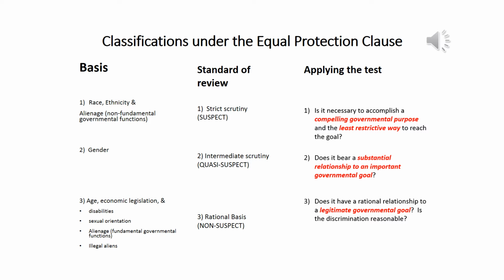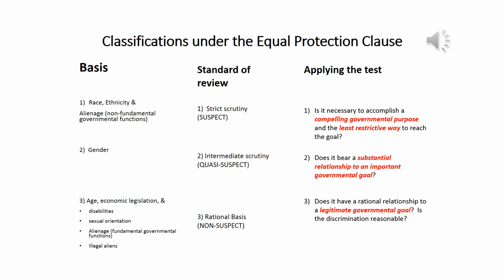All right, the next one is the gender basis. This is the intermediate scrutiny test. Sometimes the government can prove it needs to discriminate, sometimes it can't. Well, what does the government have to prove? That there's a substantial relationship to an important governmental goal. I'll just give you two examples here.